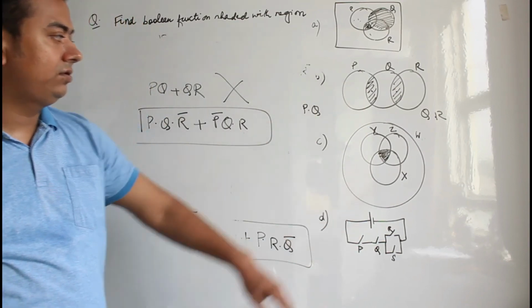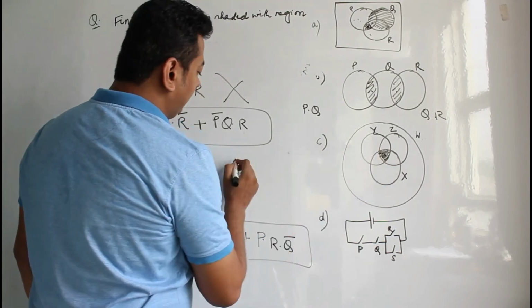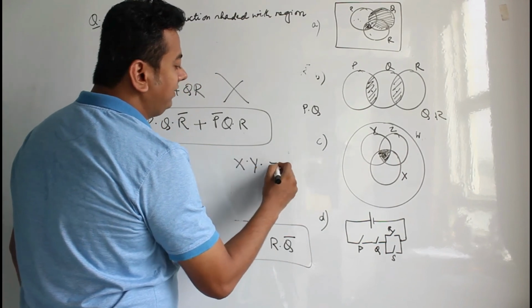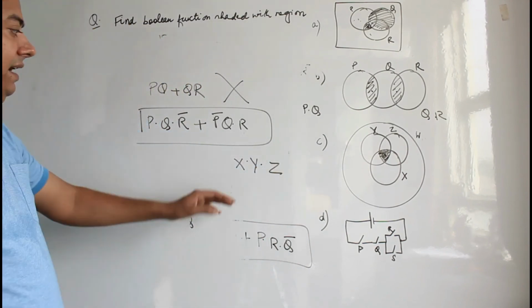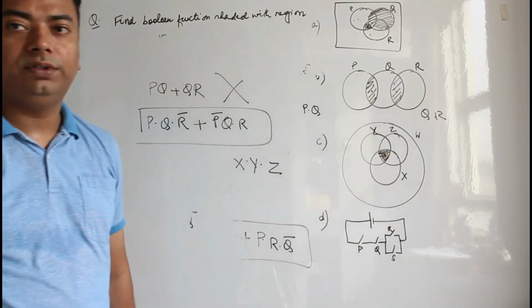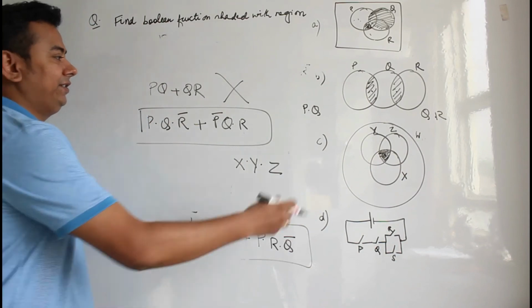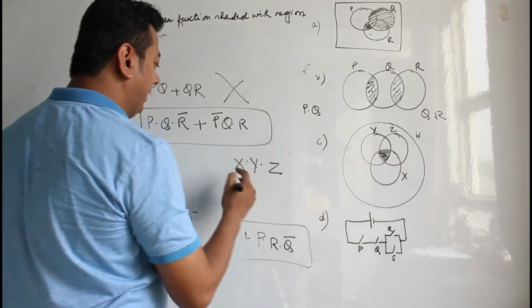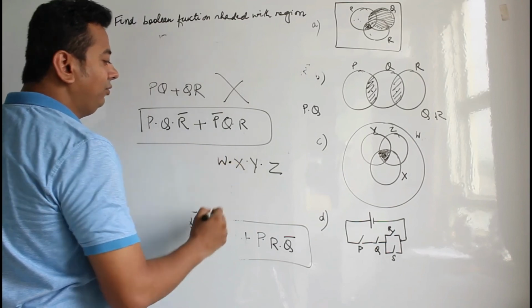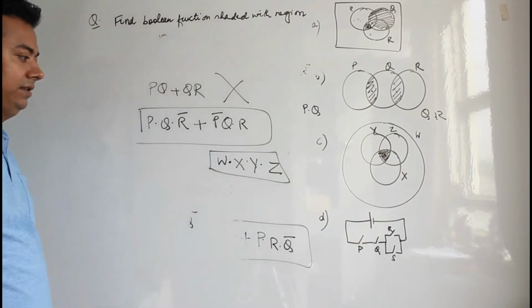Now let's solve this one. What is this region? This is X dot Y dot Z, that is ANDed of all these three Boolean variables. Now what about W? W is also present here, right? So we need to AND with W also, right? So this is the answer.